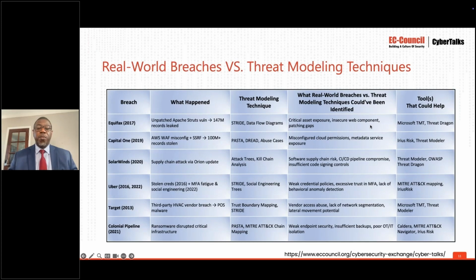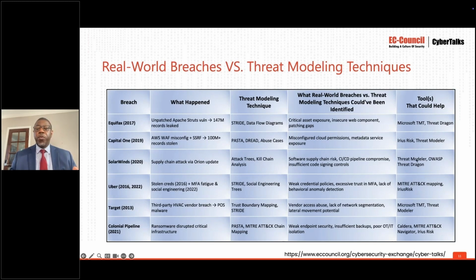So if we had used threat modeling, we could have used tools such as Microsoft TMT and Threat Dragon. When we look at Capital One, a misconfiguration of the AWS WAF happened that stole 100 million records. If threat modeling was used here, they would have used abuse cases, and they would have found the misconfigured cloud permissions. Now, when we deal with cloud, we have to understand that the responsibility for protecting the data really lies with the company, because it is your data. So you want to ensure that you protect your data.